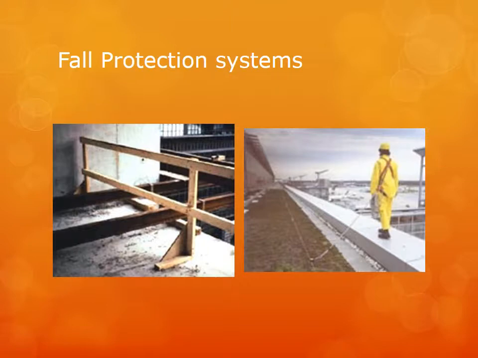These are some other fall protection or fall prevention systems in place. Here you have a guardrail to prevent falls. Here you have this worker strapped with a body harness and lifeline as a fall arrest system, to mitigate the risks of falls.